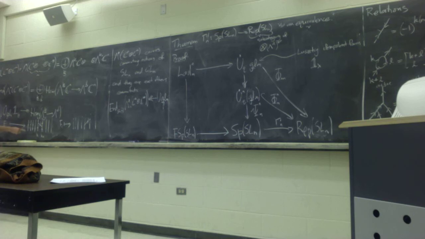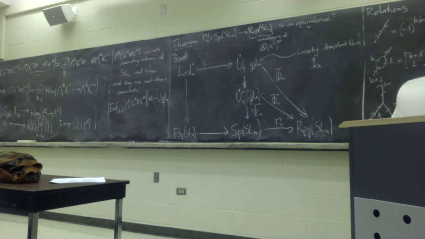So this here is a map from the tensor product of exterior powers, Λ^k1 ⊗ Λ^k2, to a slightly different tensor product of exterior powers where we increase the exponent of one exterior power. Okay, so that was the map phi m.